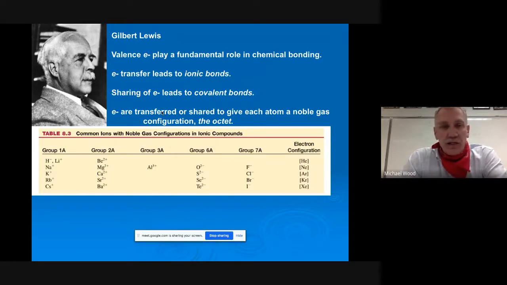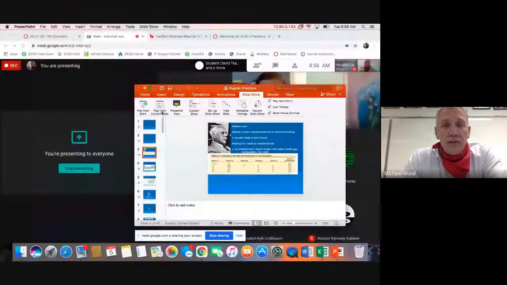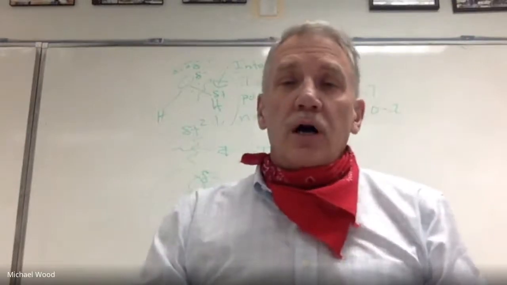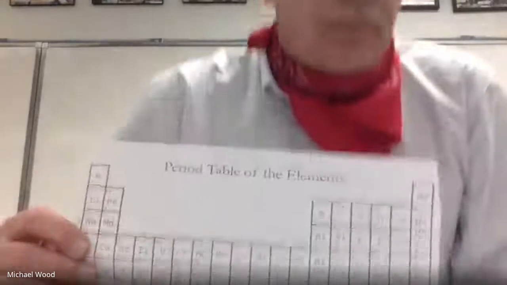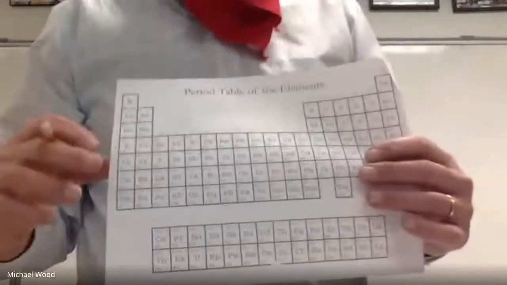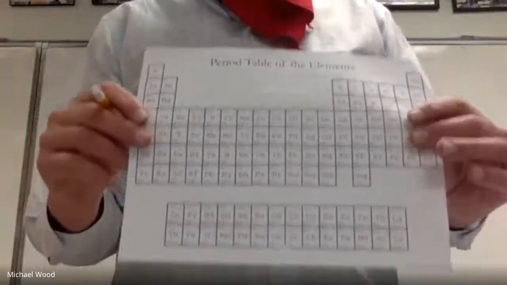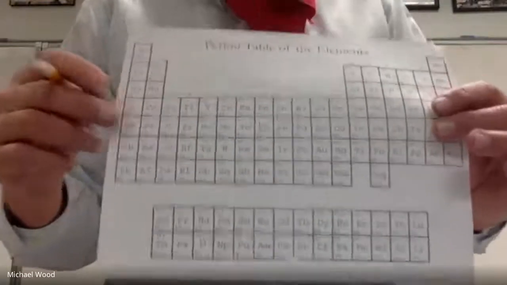I would get out your periodic table. There's a couple things I'm going to write, which I think are already on your periodic table, but I want to make sure. If I'm going too fast, just let me know. On your periodic tables, something I think is already on there, but I want to make sure, is, first of all, the ionic charges, and there's a pattern here.